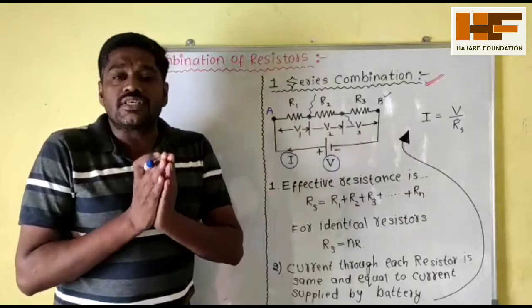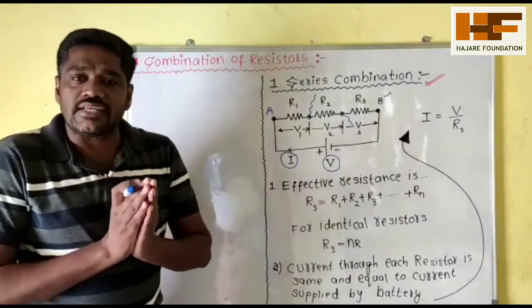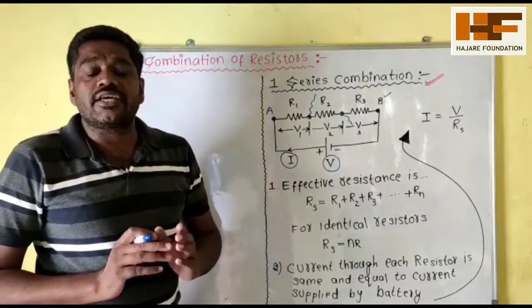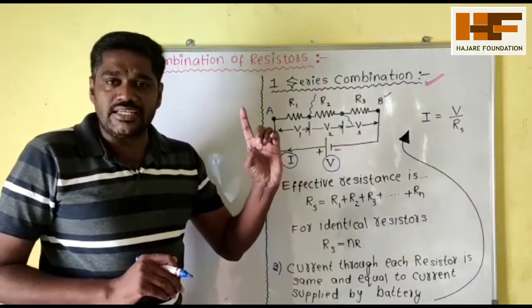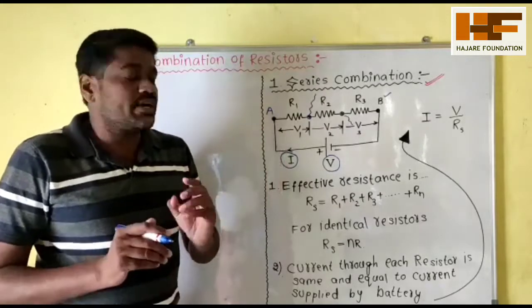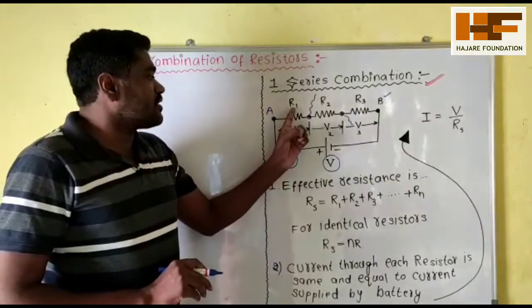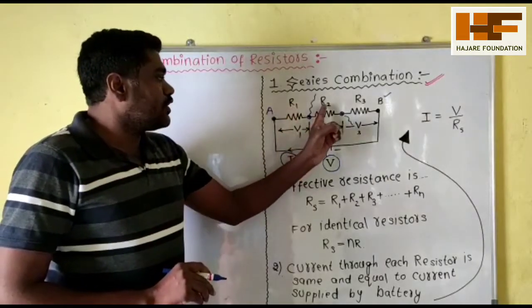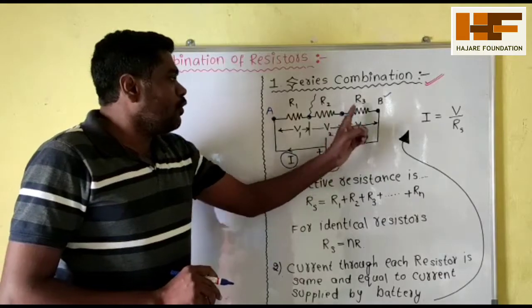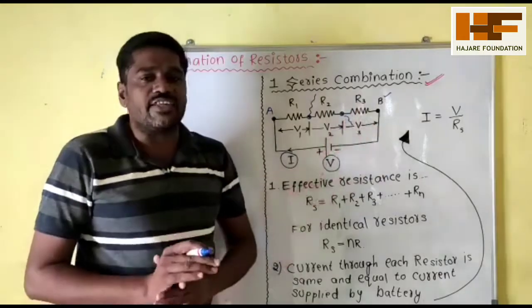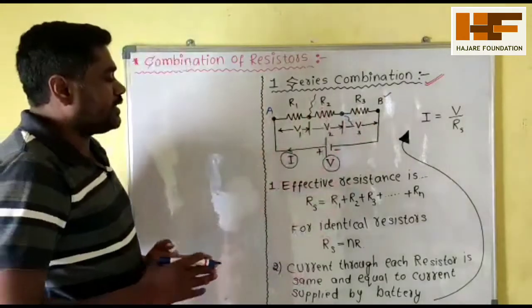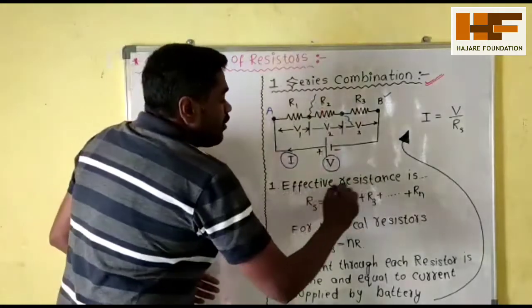Therefore, to say all resistors are in series combination, the current passing through each resistor must be the same, and the voltage is not the same. The voltage through the first resistance is V1, through the second resistance is V2, and through the third resistance is V3. Now I am connecting like that. So what is the effective resistance formula?